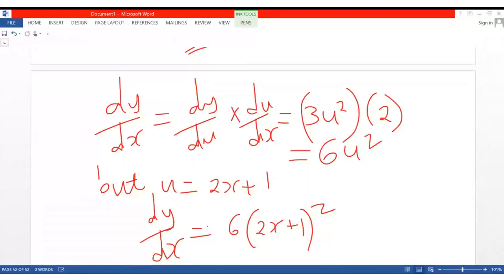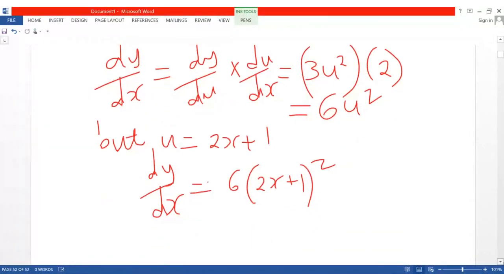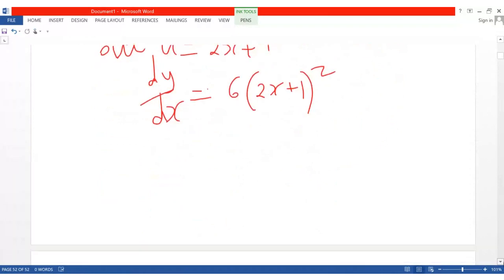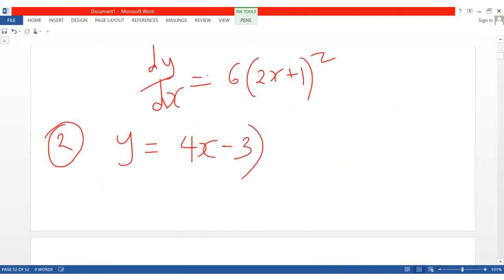You can be able to do another example. You do another example just to demonstrate that. So this one I'll have number 2. Y is equals to 4x minus 3 raised to power 4.